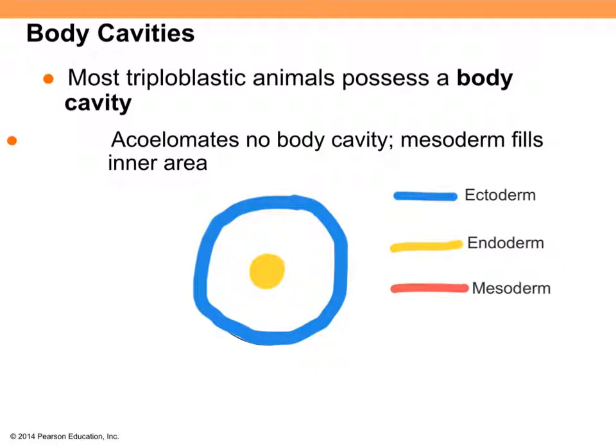The next trend we're going to look at is body cavities. So most triploblastic organisms have a body cavity, but some of them are acoelomates. So A means no or non. So acoelomates have this outer layer, their ectoderm, inner layer, the endoderm, and then the mesoderm completely fills up the other space. So there is no room for organs or other things in here.